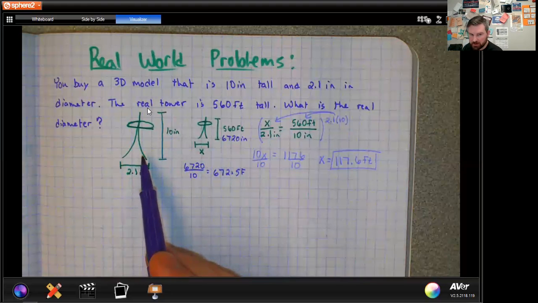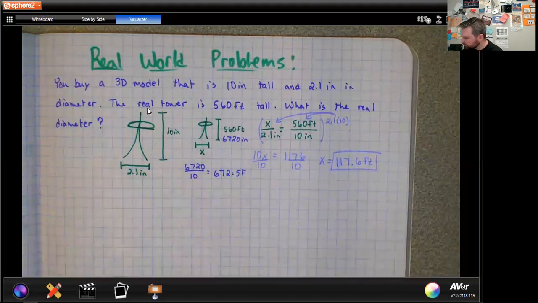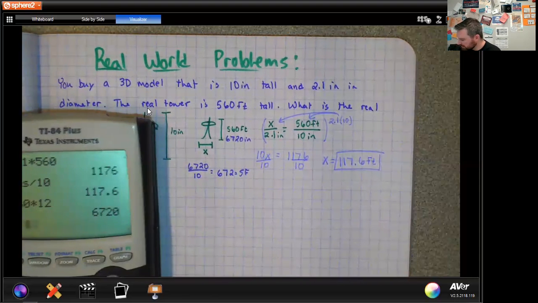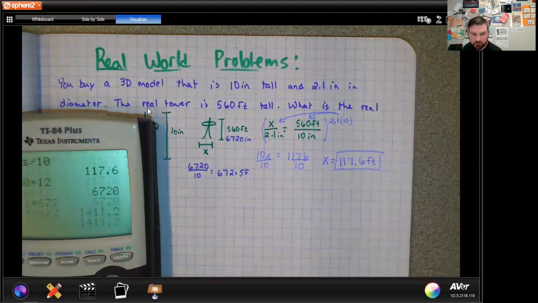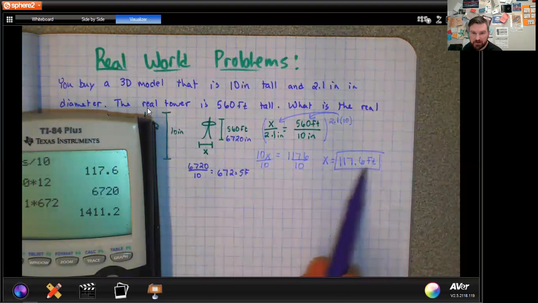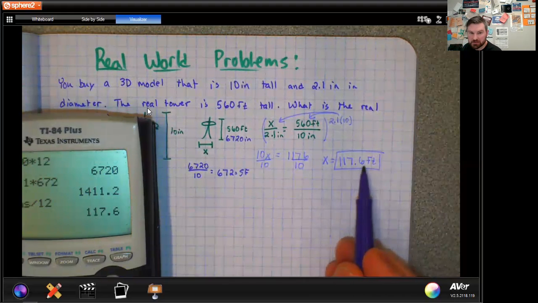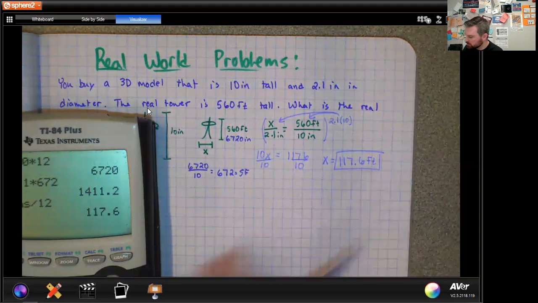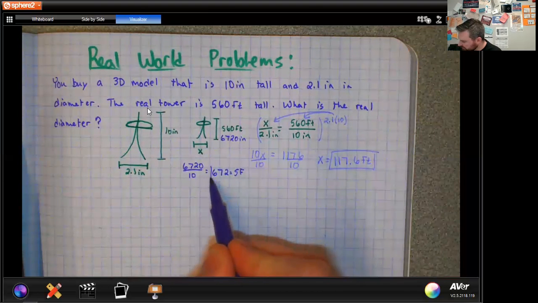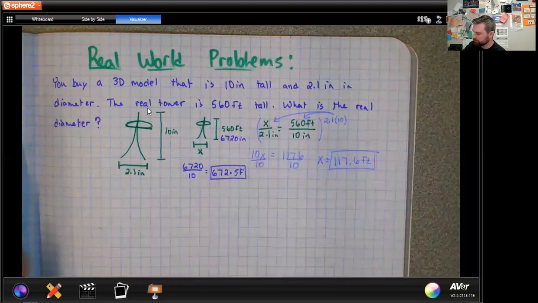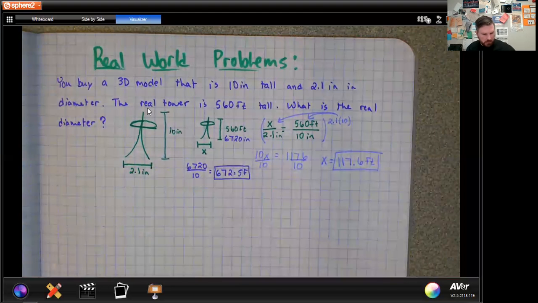So if I take 2.1 times 672, this is how many inches the real diameter is, but I have it in feet over here. So if I divide it by 12, I'll get 117.6 feet. Okay, so your scale factor is this. All right, looking at the next one.